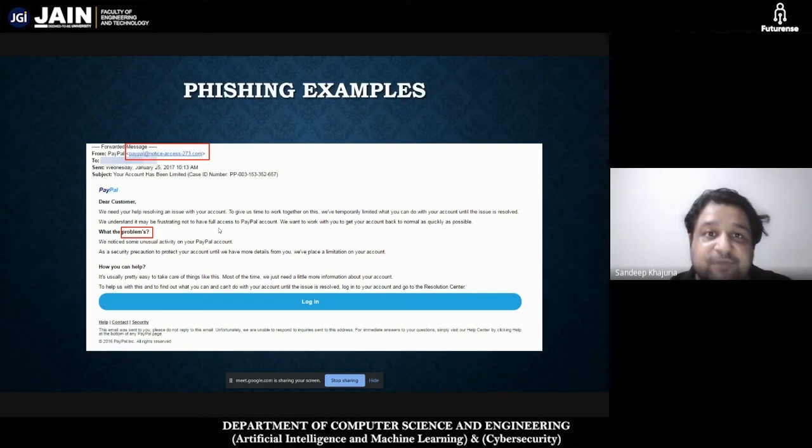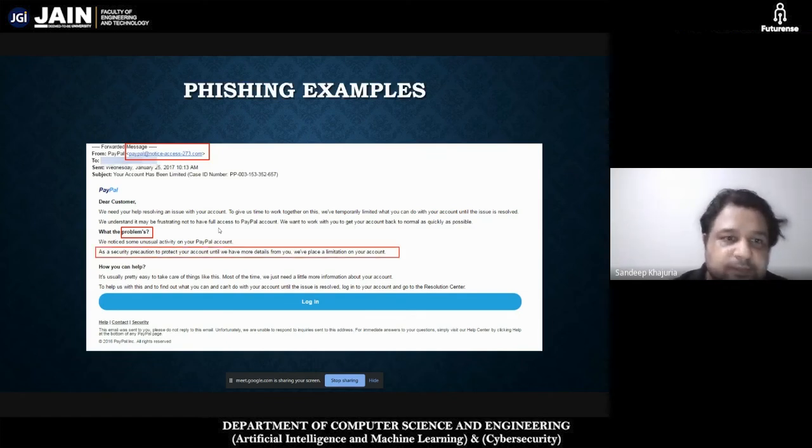Problems. These are some of the words the attacker may use to bait you into doing what the attacker wishes. As a security precaution to protect your account until we have more details from you, we have placed a limitation on your account. This is a way to get the victim worried so that he follows through. It's a tactic they follow, not by speaking, but with the email, with the words.